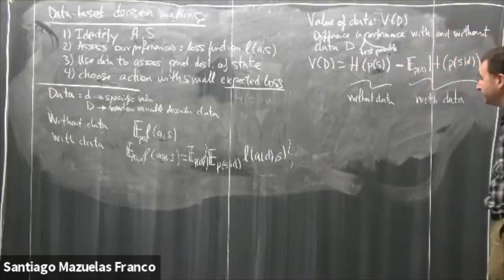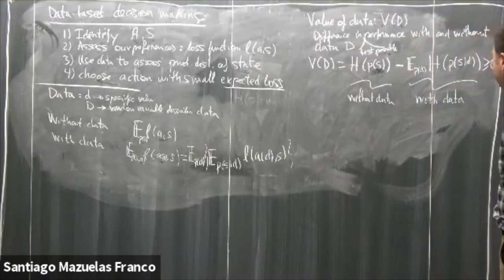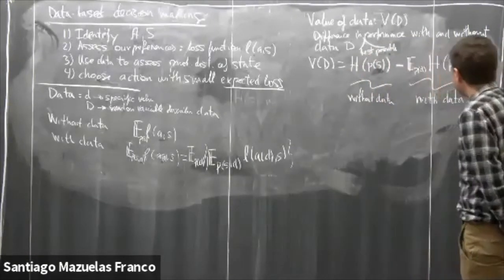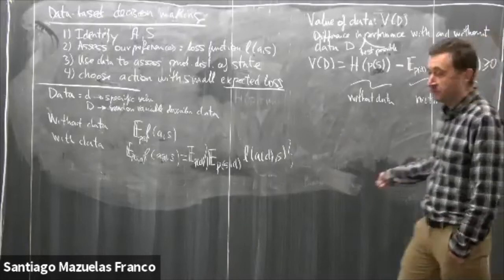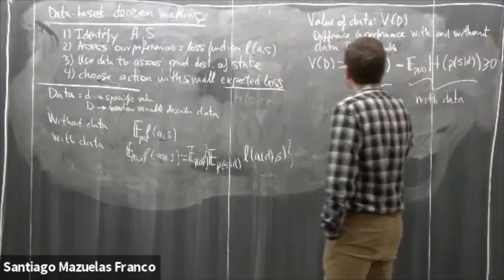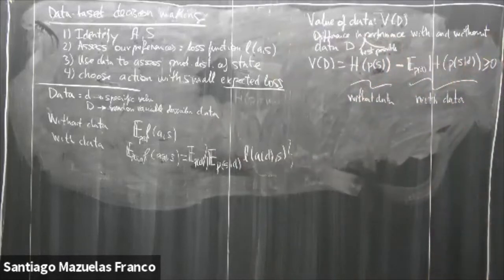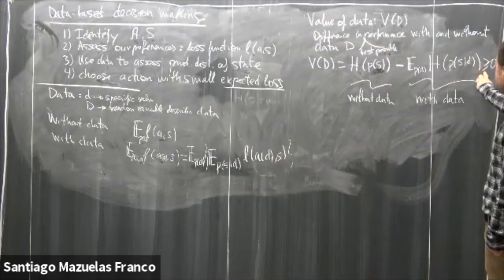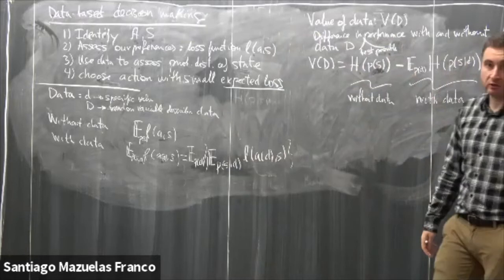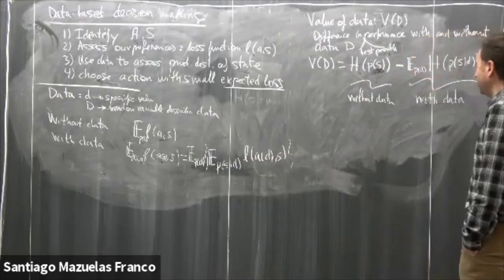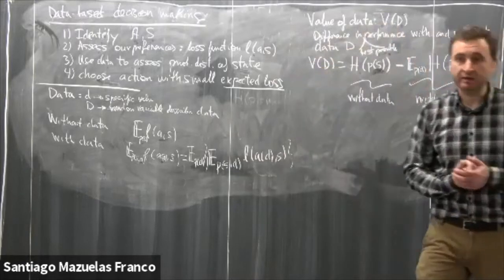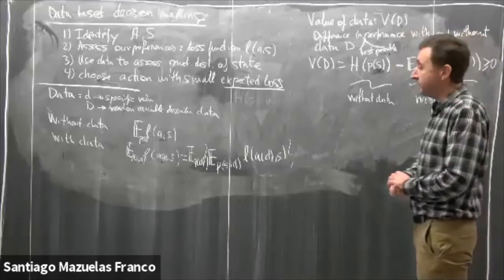It's just doing the computations that we have been explaining, and we are going to do this in a couple of examples. Before we do the examples, we can do some thinking. This is always going to be positive just by the definition. It is always bigger or equal than zero, but it might be zero in some cases. In some cases, the data is going to be useless for that decision problem. If this thing is zero, the data is useless.